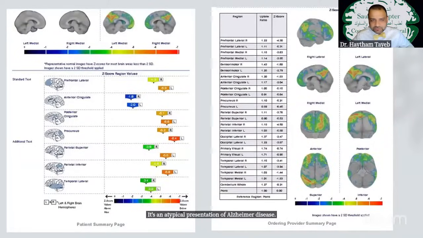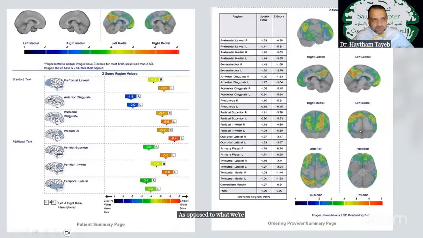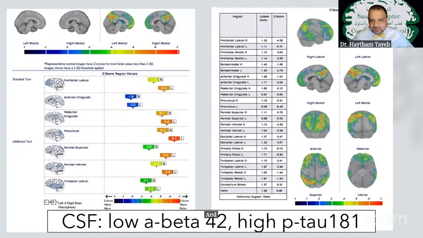This was her PET scan, and you can see asymmetric hypometabolism. This is an FDG PET scan showing asymmetric hypometabolism in the dominant, more than the non-dominant hemisphere. The higher the colors here, the more the hypometabolism, as opposed to what you may be used to, the lower colors being more hypometabolic. And her CSF studies are consistent with amyloid AD neuropathologic changes. So this is an atypical AD.